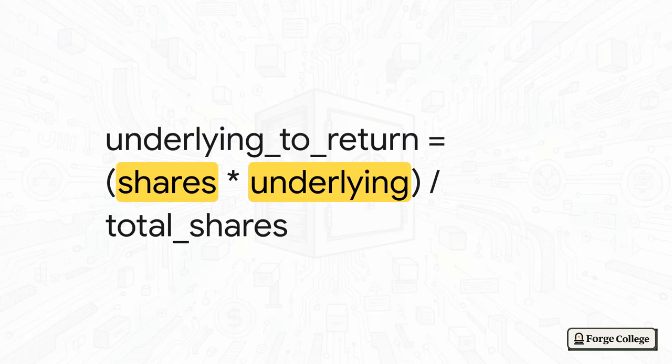The program has to verify the vault actually has sufficient underlying balance to pay out, and crucially, it must check that the total shares count is greater than 0. We have to prevent a devastating division by 0 error. Safety checks are exactly what separate a good blueprint from a collapsed building.